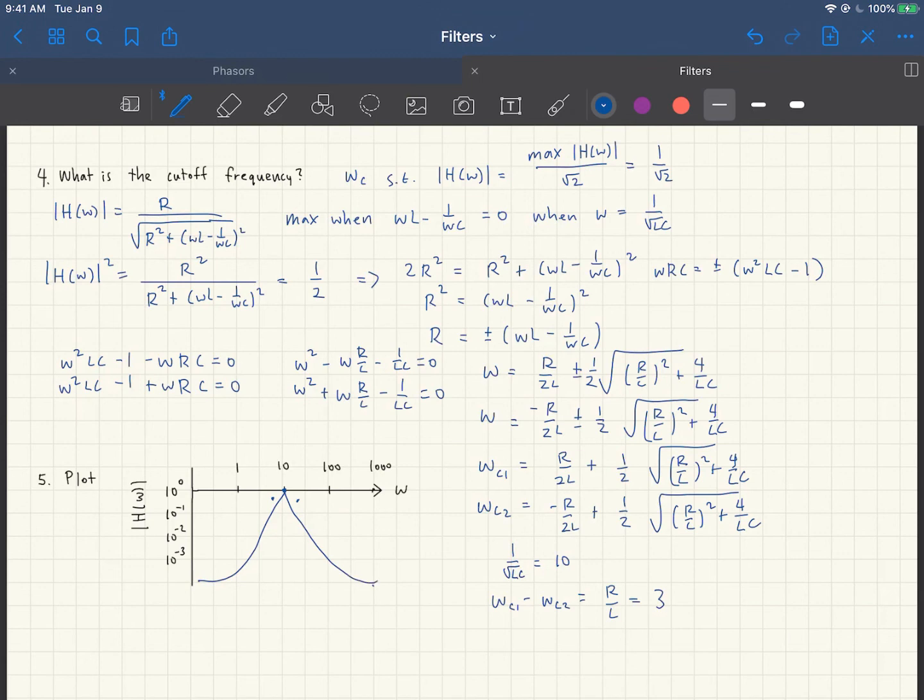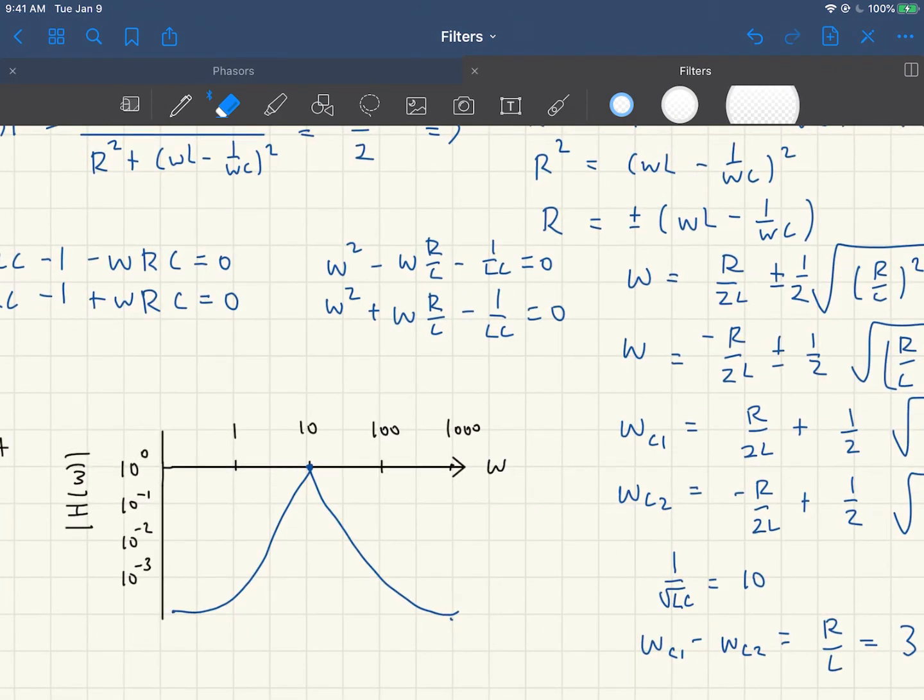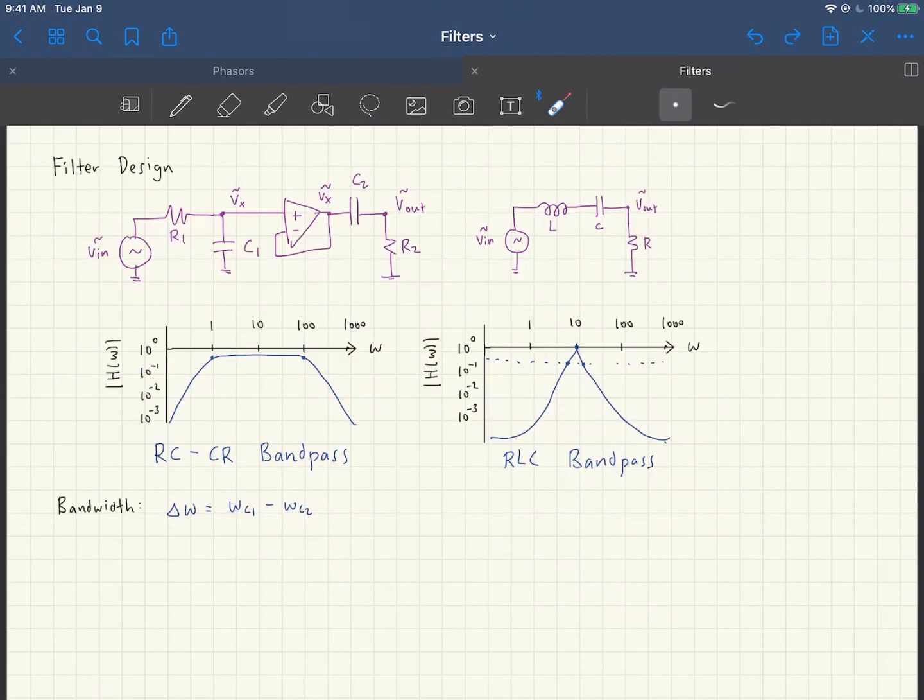Maybe I drew it a little too far apart, but you should get the gist, where I'm just going to draw a line over here. This will be omega C1, and then this over here will be omega C2.